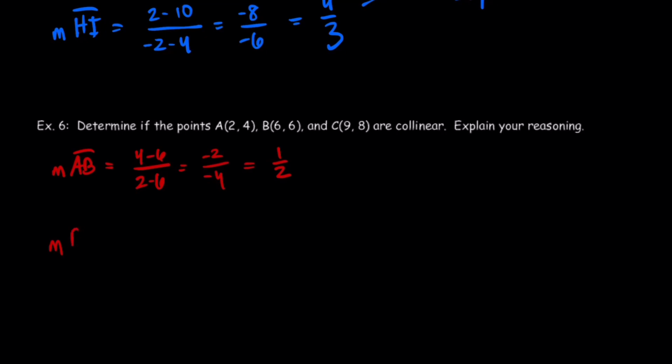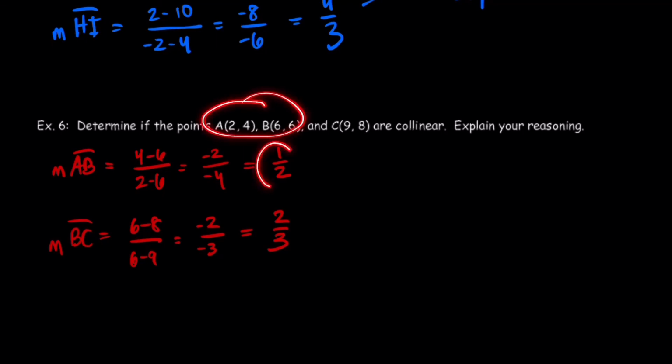All right, so now I want to find the slope of those two, BC. All right, so the slope of BC, we'll start with y minus y, so that's 6 minus 8. And then x minus x, 6 minus 9. So 6 minus 8 is negative 2. 6 minus 9 is negative 3. Clean up those negatives. That's 2/3. So the slope between A and B is 1/2. The slope between B and C is 2/3.